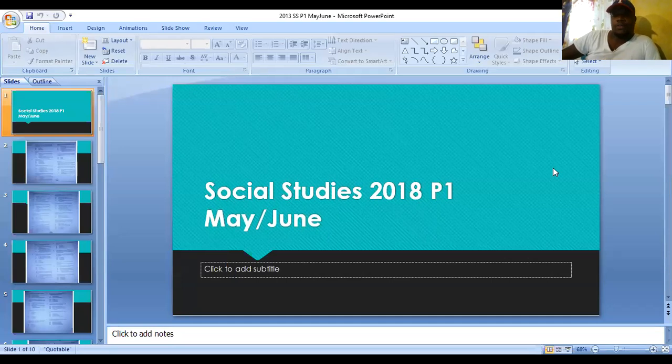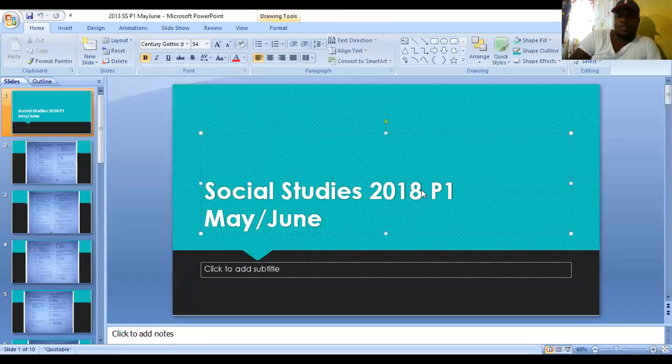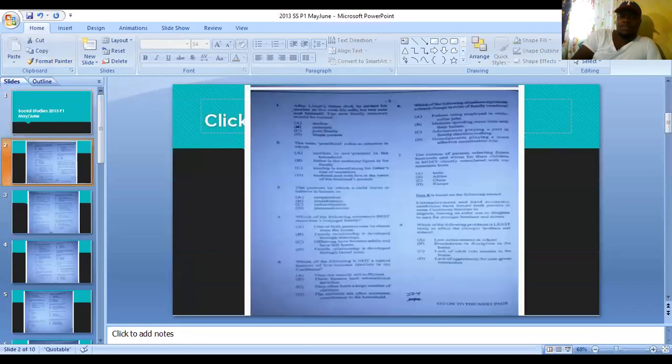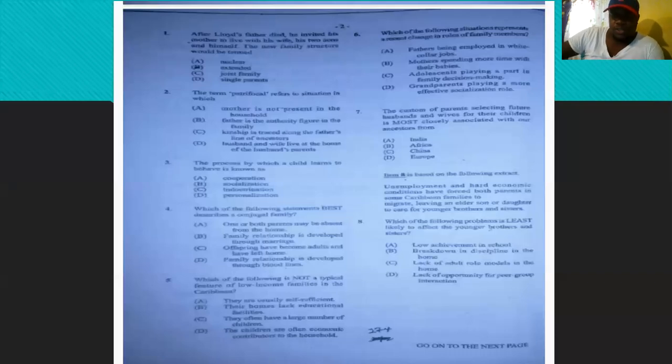So today we're going to do the May-June 2013 paper. This is saying 2018, but it's not actually 2018, it's 2013. That was just a slight error. So we're doing the May-June 2013 paper. Visibility is not so 100, however, I'm going to read out the questions, so it should be fine.